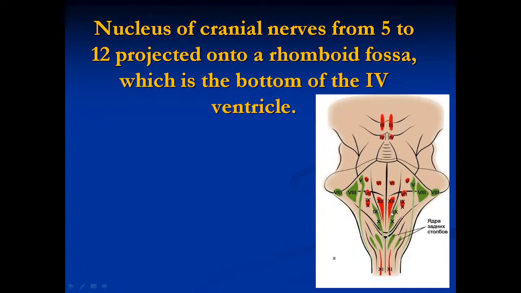So look at this slide. You can see a rhomboid fossa, which is the bottom of the fourth ventricle. You know it. And this is the tectum, mesencephalon. You can see nuclei of the third pair, oculomotor and trochlear nerve. At the dorsal part of the pons, you can see nuclei of the trigeminal, abducens, facial, and vestibular-cochlear nerve. And at the level of the dorsal surface of the medulla oblongata, you can see nuclei of the glossopharyngeal, vagus, accessory, and hypoglossal nerve. You know this information.